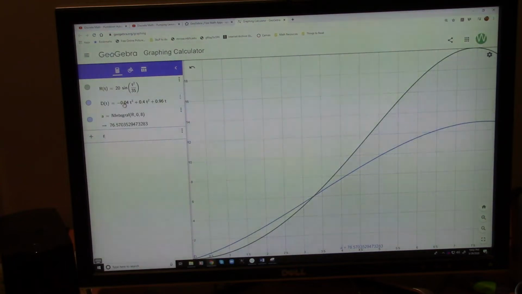The other thing I did was just R of 3. So, boom. That was needed in part B. And D of 3 was also needed in part B. So that's just me going back and showing that.